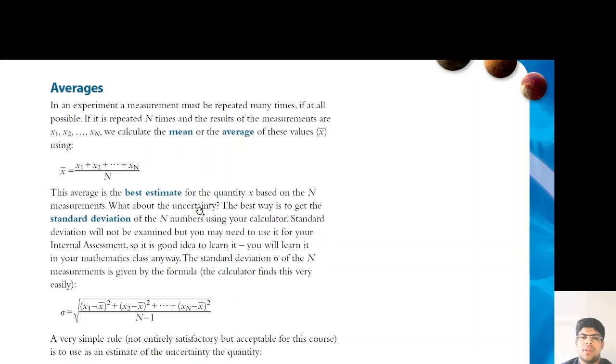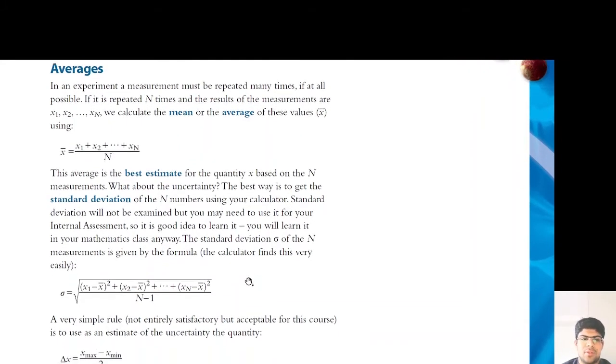What about the uncertainty? The best way is to get the standard deviation of the n numbers using the calculator. Standard deviation will not be examined, but you may need to use it for your internal assessment, so it's a good idea to learn it. You will learn it in your mathematics classes anyway. The standard deviation, the symbol sigma, is given by the formula, and the calculator finds this very easily.